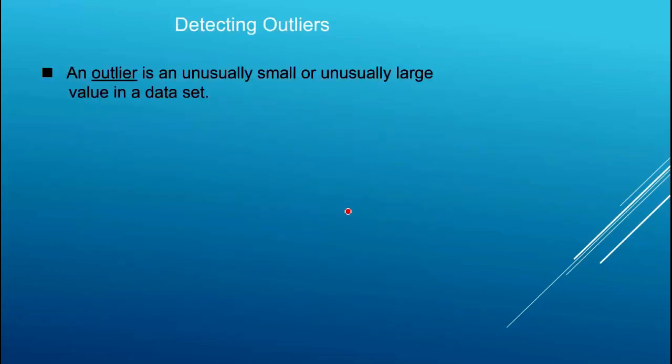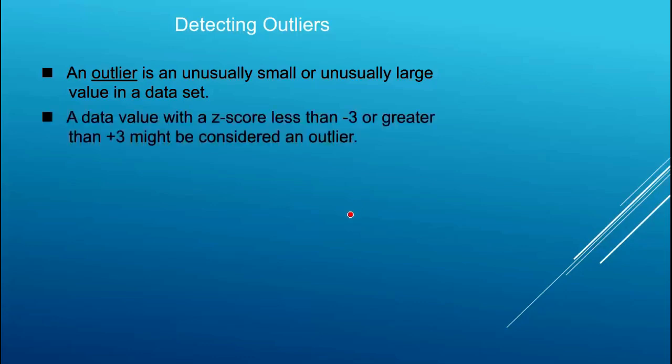We can use these concepts to detect outliers in our data set. An outlier is an unusually small or unusually large value in the data set. And particularly in small data sets, having outliers can bias our results and give us unreliable estimates. A data value with a z-score less than minus 3 or greater than plus 3 can be considered an outlier.